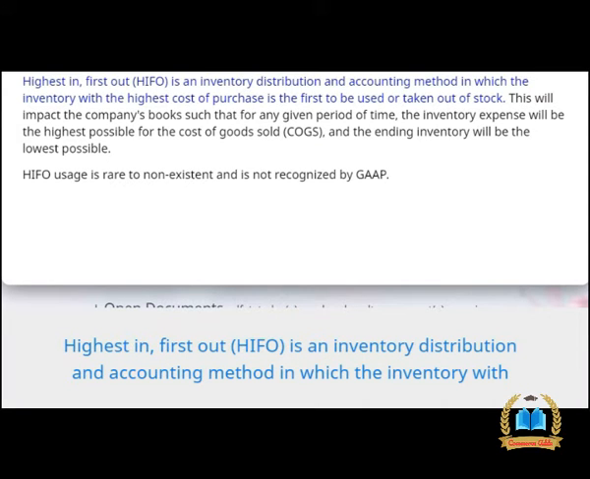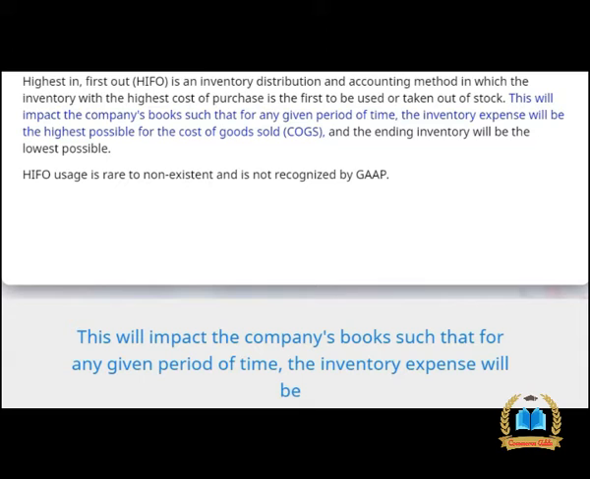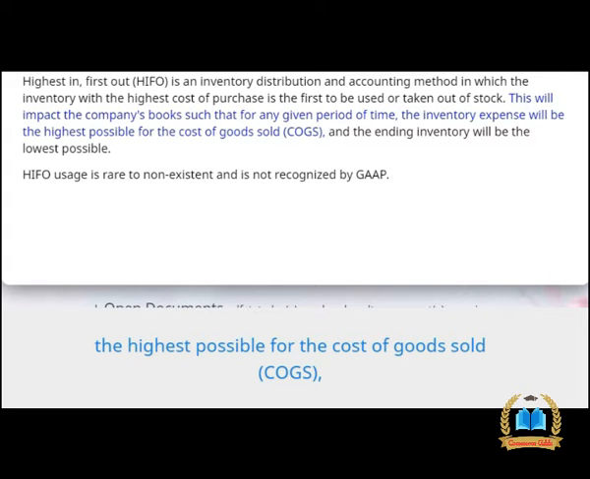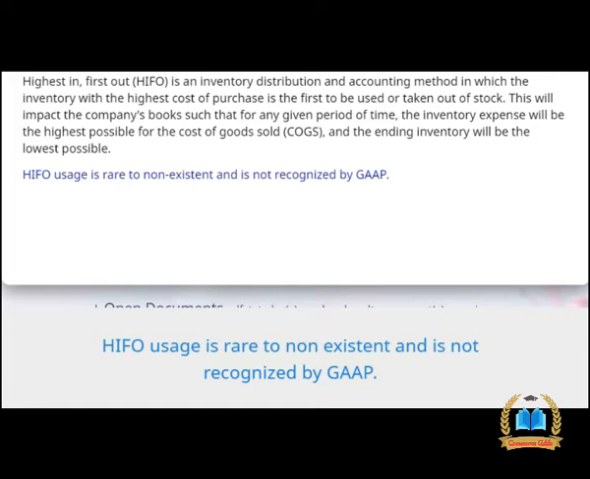Highest in, first out, HIFO, is an inventory distribution and accounting method in which the inventory with the highest cost of purchase is the first to be used or taken out of stock. This will impact the company's books such that for any given period of time, the inventory expense will be the highest possible for the cost of goods sold, COGS, and the ending inventory will be the lowest possible. HIFO usage is rare to non-existent and is not recognized by GAAP.